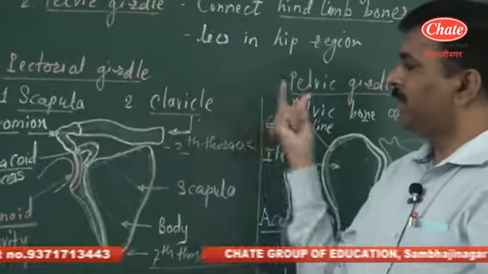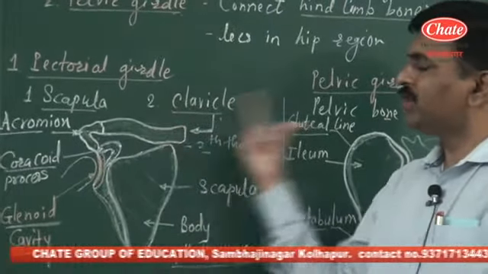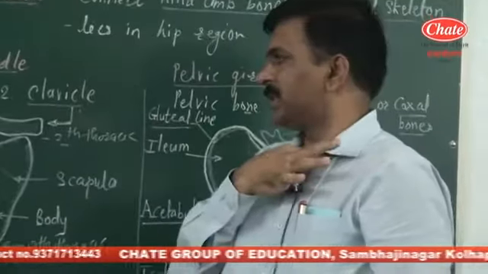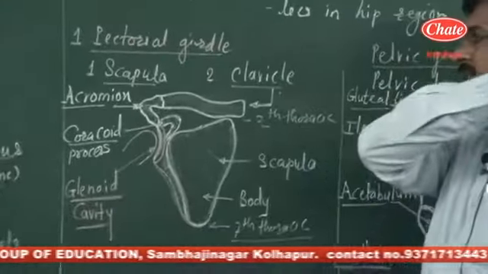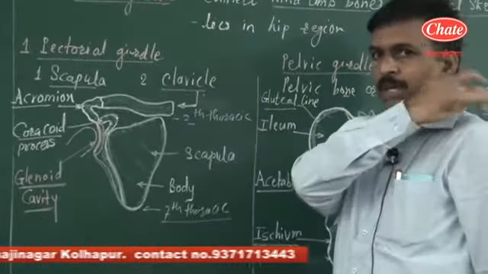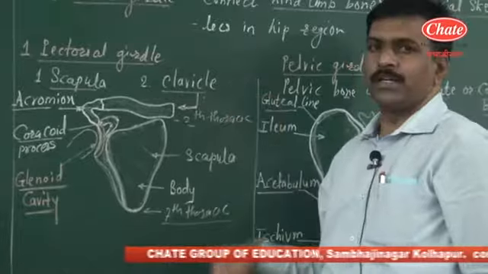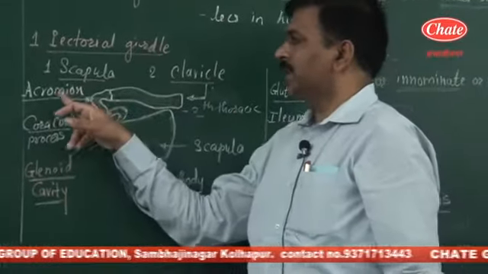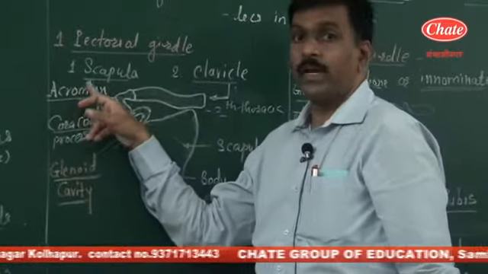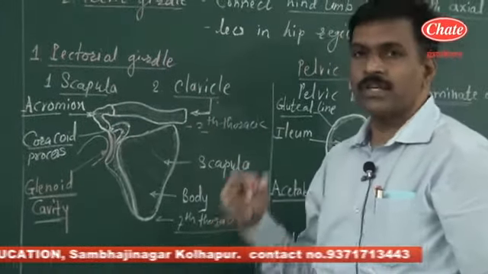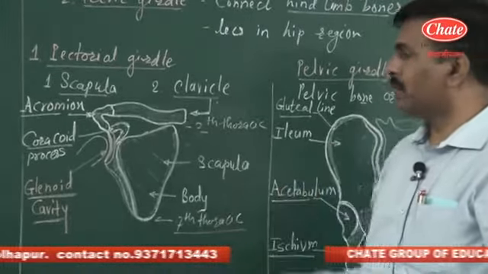Then that is the clavicle. Clavicle is a somewhat S-shaped bone present in the neck region. It connects the scapula with the sternum. Scapula gets connected with the sternum by this bone. It is the clavicle bone. So the clavicle makes a connection with the acromion and forms the acromioclavicular joint, while the clavicle makes the connection with the sternum and forms the sternoclavicular joint.